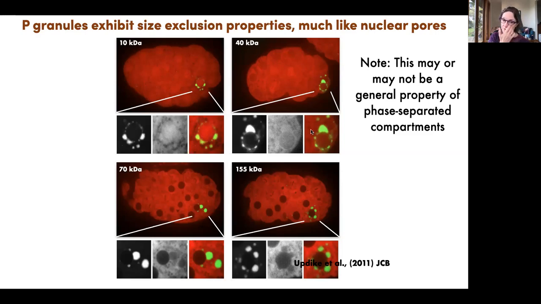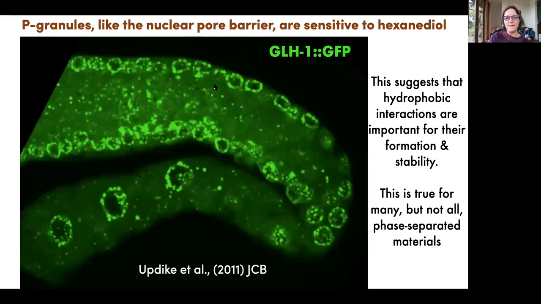And that's very similar to the behavior of the nuclear pore interior. As I told you, small things under about 40 kilodaltons can go through the nuclear pore, but bigger things are excluded. And so this paper concluded that these P granules actually have properties that are similar to the interior of the nuclear pore. And they also dissolve in hexanediol.